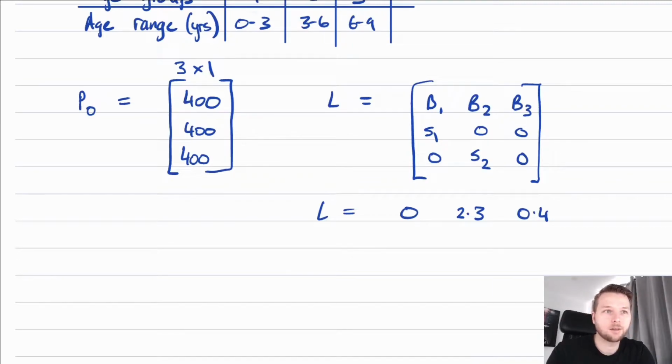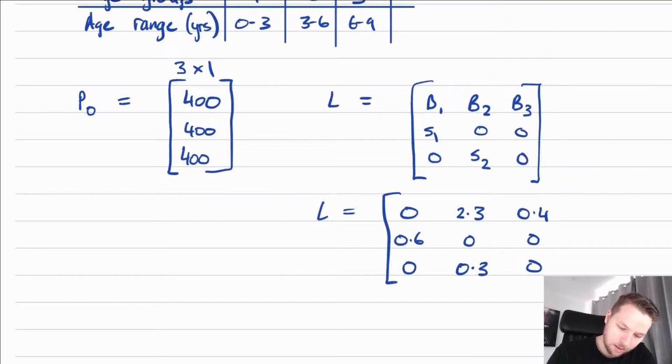Okay. Now the survival rate we're going to put in for the youngest age group is 0.6. We've got zeros everywhere else, and the survival rate of the middle age group is going to be 0.3, and then a 0 to finish off with. So this is going to be our finished Leslie matrix for this population. And of course, this is just an example. You could look up birth rates and survival rates for certain animals or species, and of course, it's probably given to you in the question.